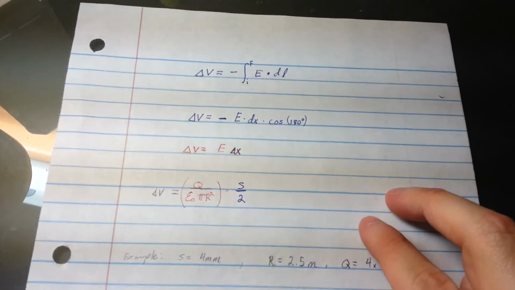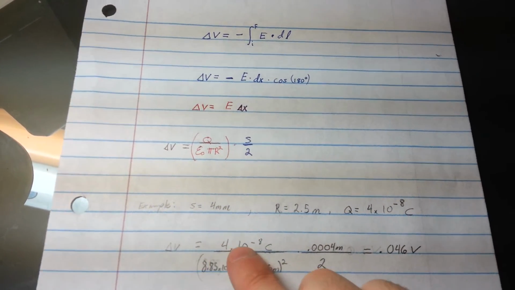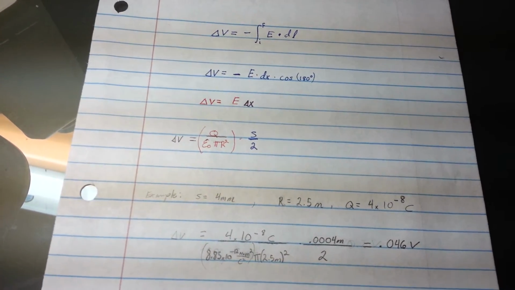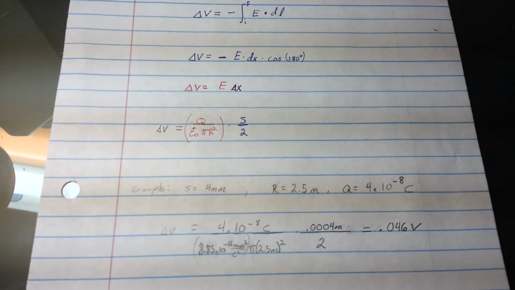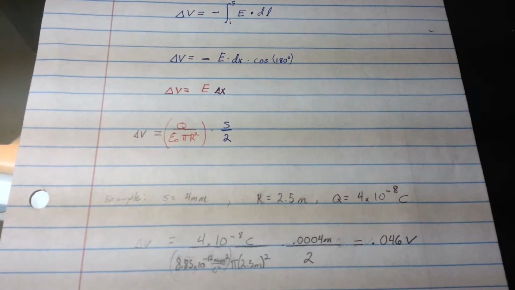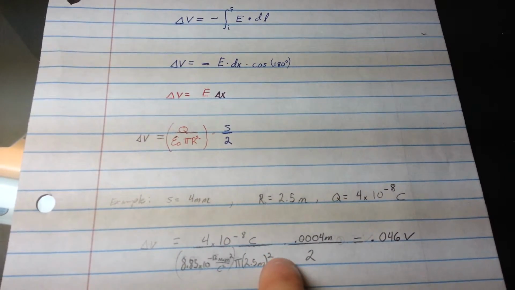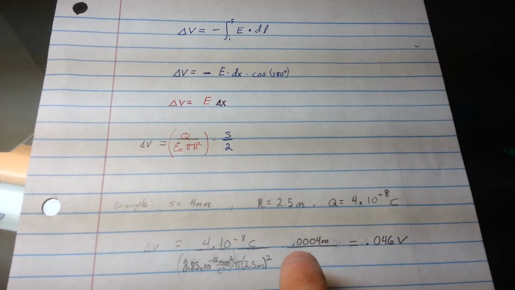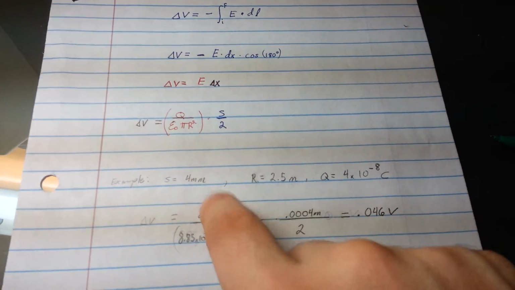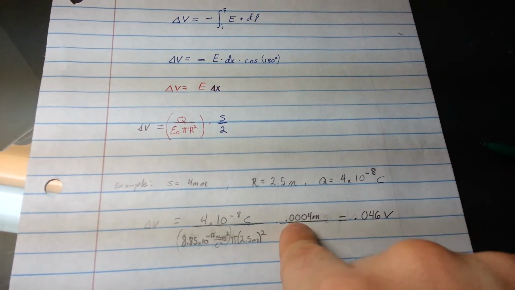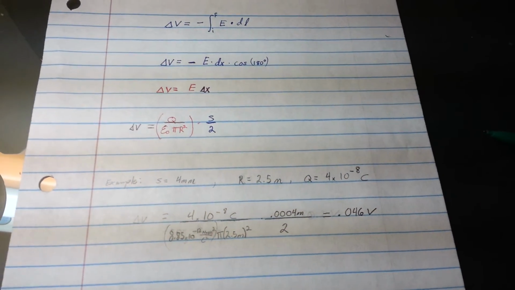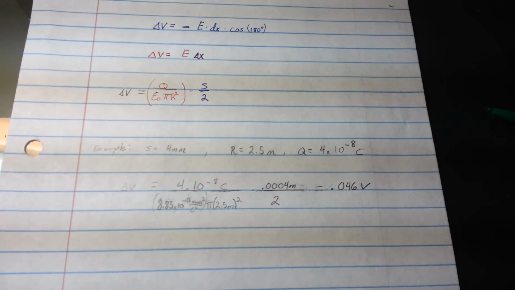They work pretty well. So the change in potential is going to be 4 times 10 to the negative 8th coulombs over epsilon naught, which is a constant, 8.85 times 10 to the negative 12 newtons times meter squared over coulomb squared, times pi times 2.5 meters squared, times 0.0004 meters over 2. This is just converting this 4 millimeters into meters, and this total is 0.046 volts. So that's the total voltage or change in potential for this capacitor.